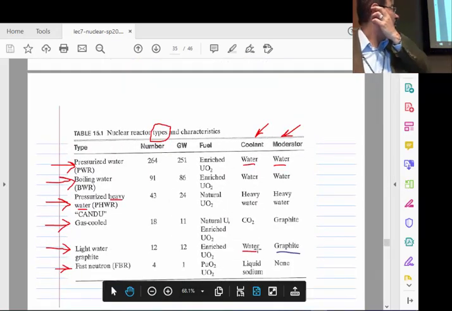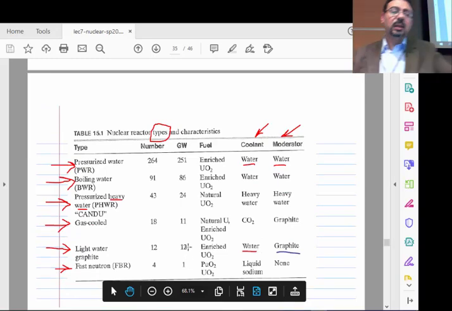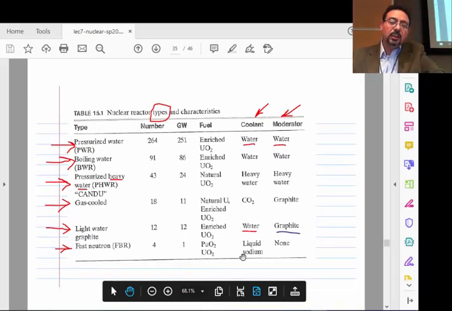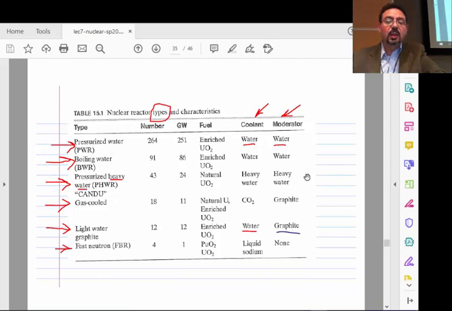All right. So here is the current available reactor design. The one that we most use in the USA is the one that uses enriched uranium, and the coolant and the moderator are water, regular water. The one that Canada used is called CANDU design. Okay, and that CANDU design uses natural uranium. You don't have to enrich, but then you will have to have heavy water as coolant and moderator.